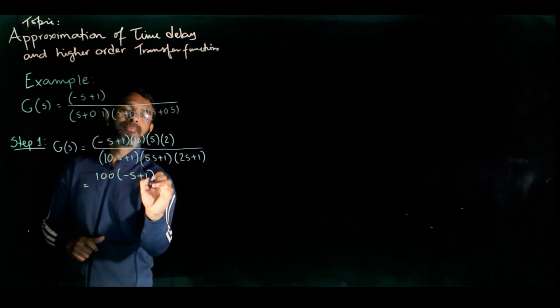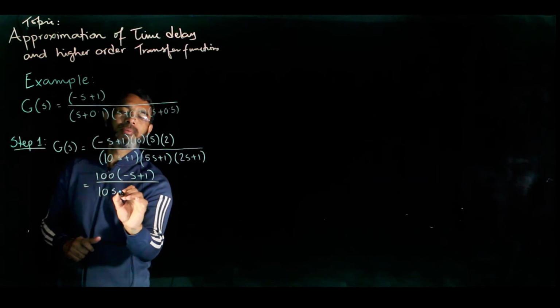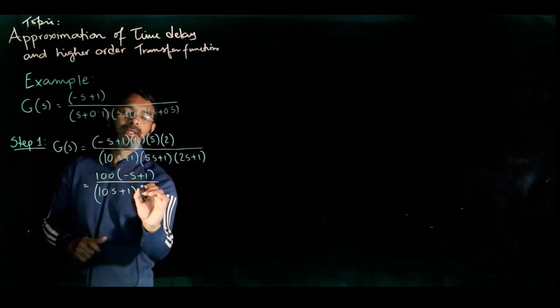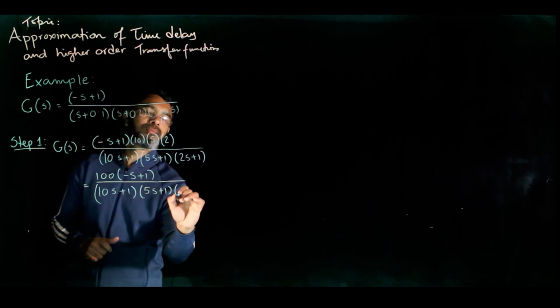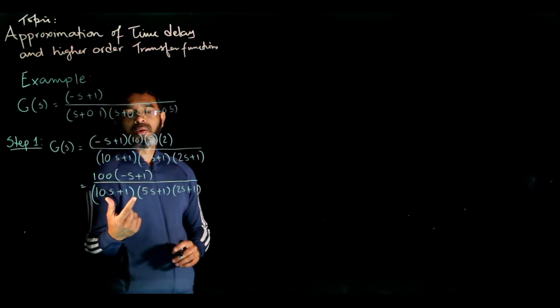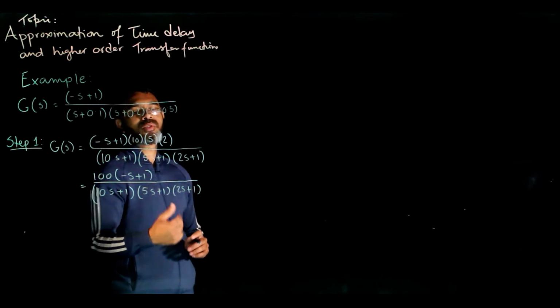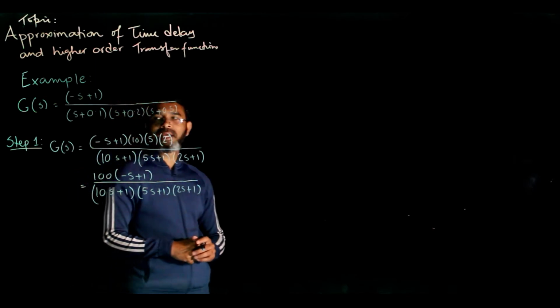100 times negative s plus 1, over 10s plus 1, 5s plus 1, 2s plus 1. Now we have to express this in terms of a first order plus time delay model.